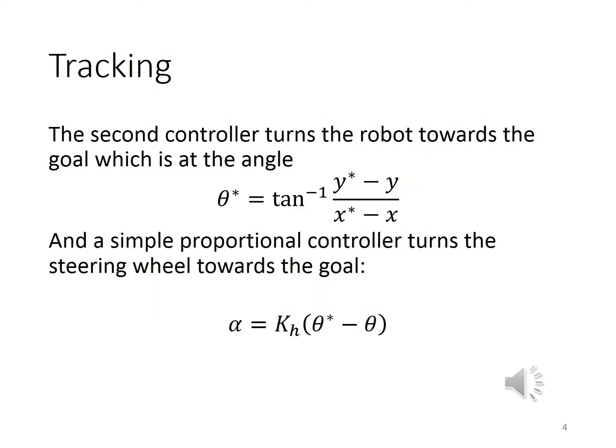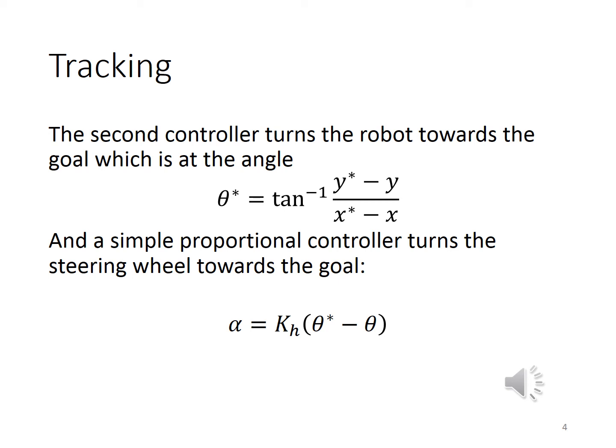Besides velocity, we should control the direction of the robot. So we need a second controller, and the second controller is going to turn the robot towards the goal. We can define this angle theta asterisk as the inverse tangent of y asterisk minus y over x asterisk minus x, which is actually the direction towards the goal point. Once defined this angle or direction, we can use just a proportional controller in order to turn the steering wheel towards the goal.